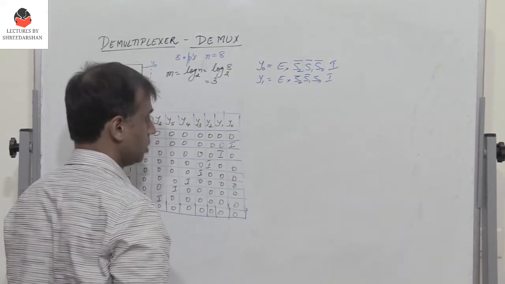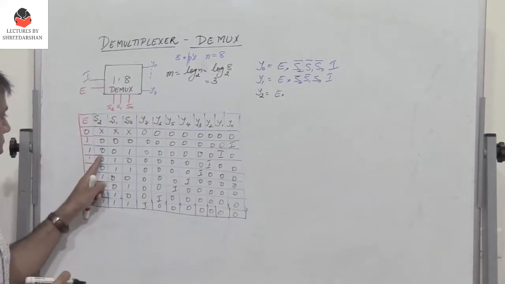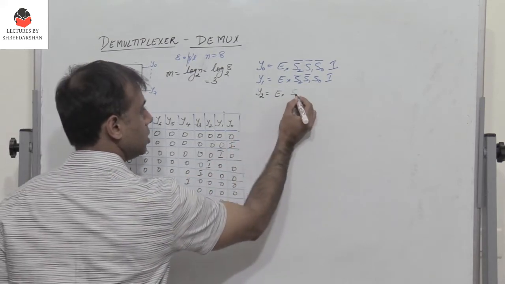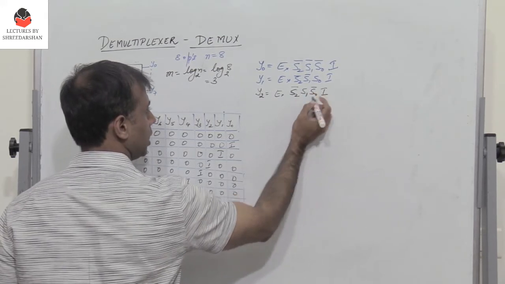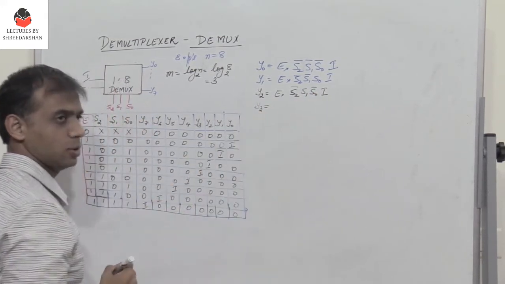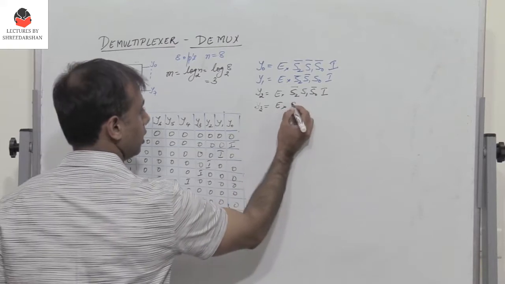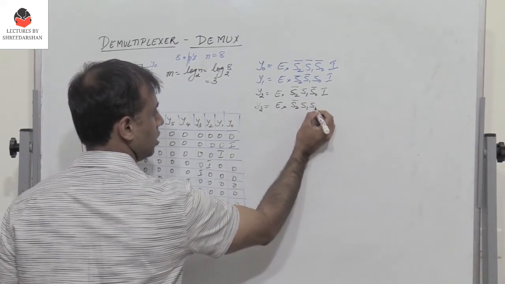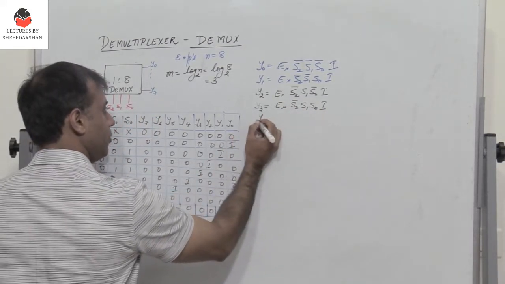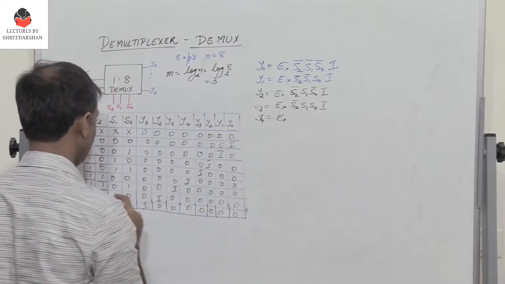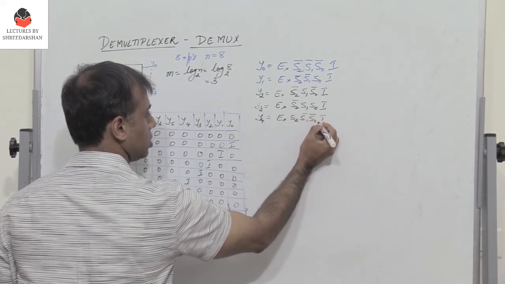And what is Y2? Y2 is equal to E into, I have 0, 1, 0. 0 is S2 bar, 1 is S1, 0 is S0 bar into I. Next, Y3 is equal to, again, the enable into, I have 0, 1, 1, S2 bar, 1 is S1, S0 into I. Then I have Y4 is equal to E into 1, 0, 0, so it is S2, S1 bar, S0 bar into I.